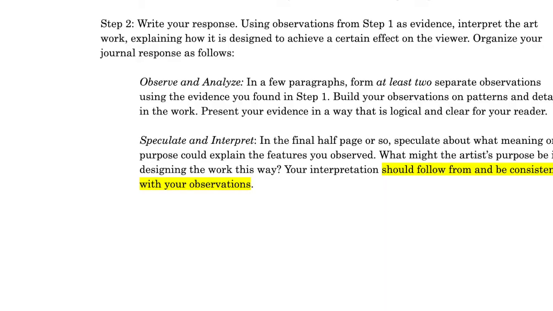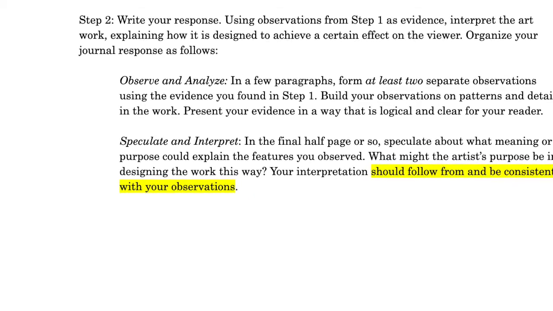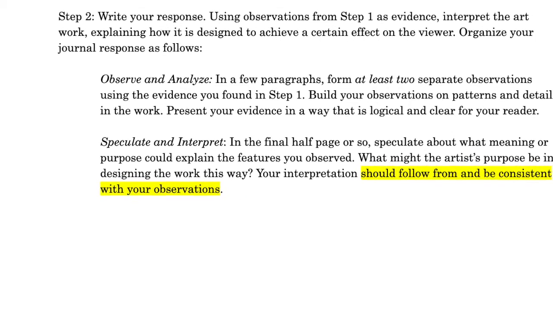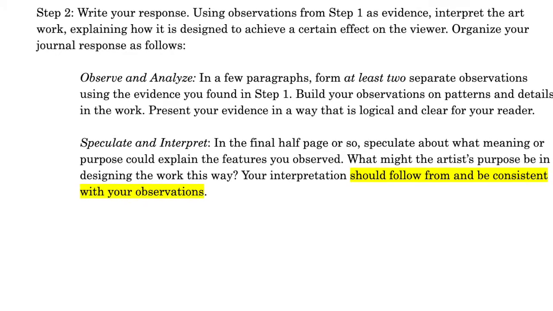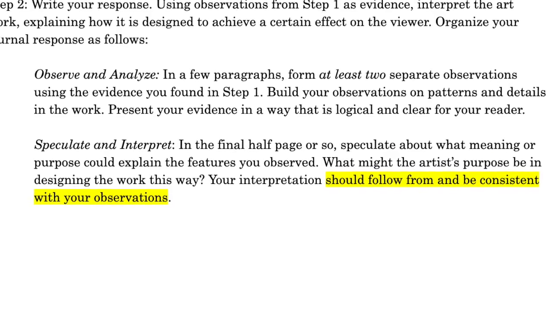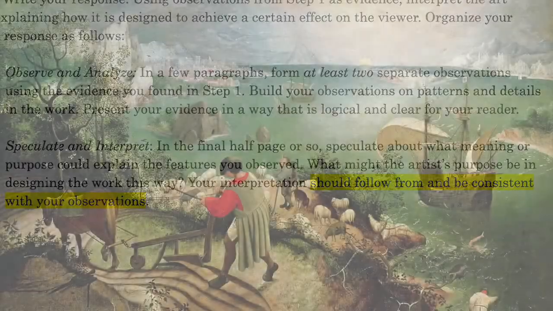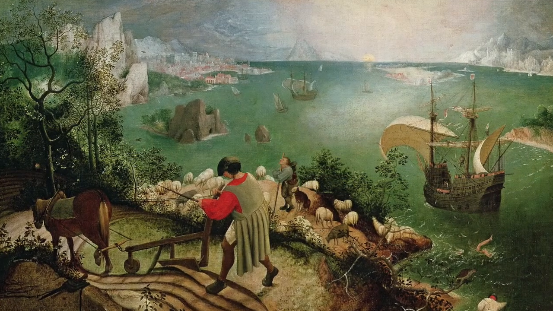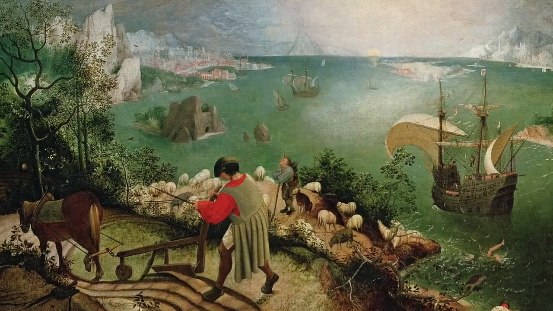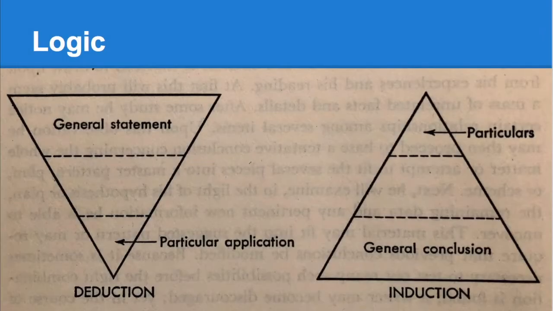In particular, at the end of your observation journal assignment, I state that your interpretation should follow from and be consistent with your observations. What does it mean for an interpretation to follow from observations? That's what we're going to find out this week by looking at logical reasoning, enthymemes, and logical arguments in visual texts. So first, let's think about the two forms of logic.